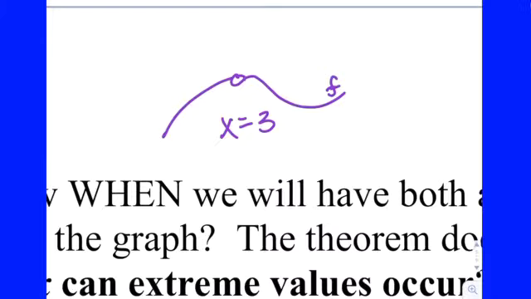If that dot were not there, would x equals 3 be a critical value? No, it would not. The derivative still doesn't exist there, but the function doesn't either. And so it can't be a critical value if it's not a value of the function. It's still a very important value, but we don't call it a critical value.